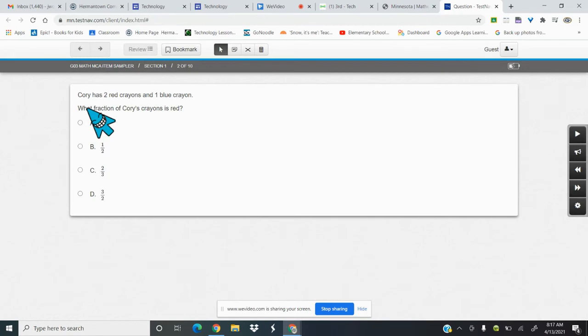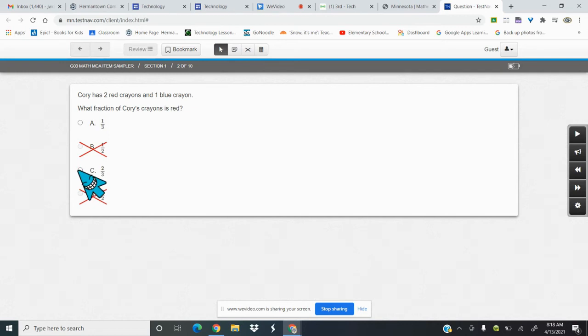Corey has 2 red crayons and 1 blue crayon. What fraction of Corey's crayons are red? So let's see here. I can do the answer eliminator. I have 2 red crayons and 1 blue crayon, so I have 3 crayons in total. So I can take out this one because the denominator should be 3 because I have 3 crayons total. Now I can eliminate 2 answers right away. So 2 crayons are red, 1 is blue. So 2 out of the 3 crayons are red. So the answer would be C.